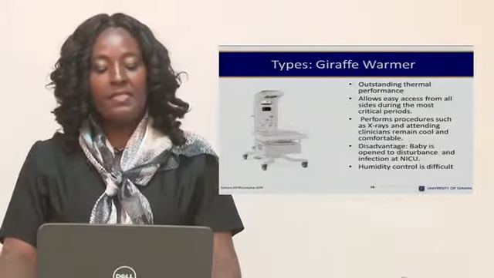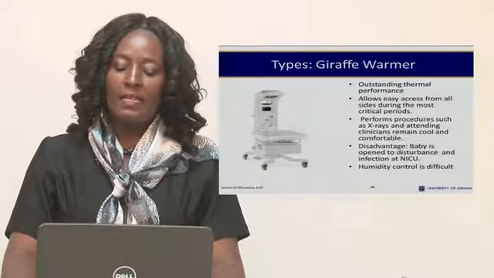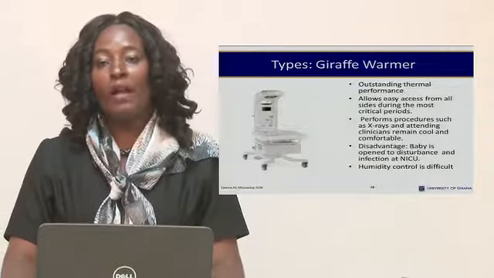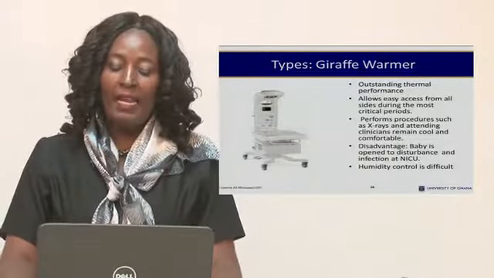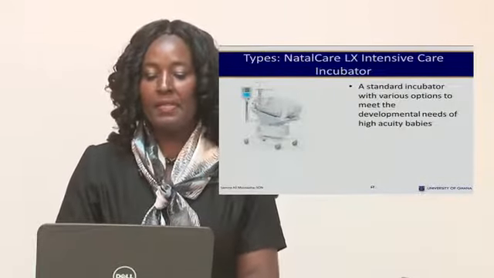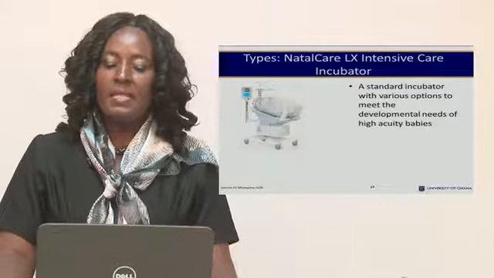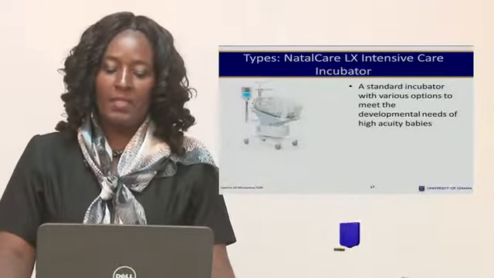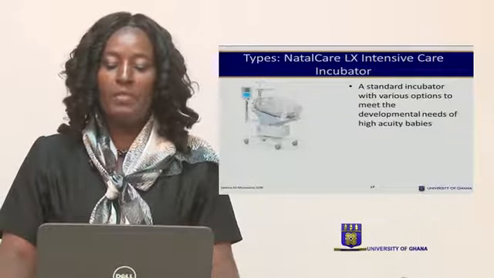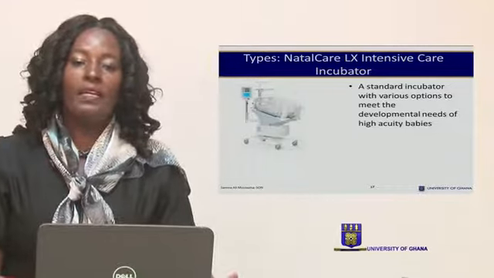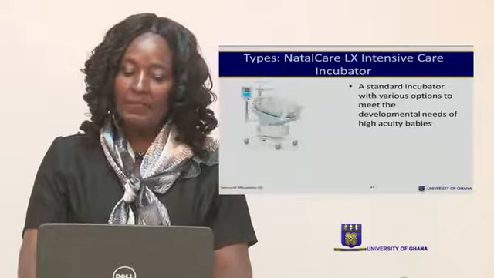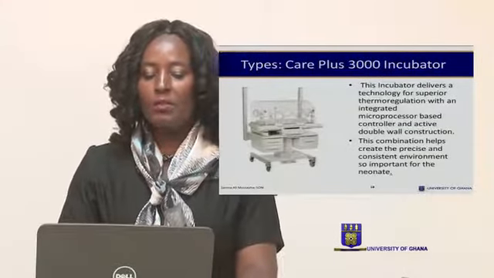And the disadvantage this warmer has is that the baby is exposed to the environment and there is no control over humidity. So the environmental air is what circulates around the newborn. Another type is the natal care intensive care incubator, as you can see in this picture. This is also a standard incubator with various options to meet the developmental needs of the high acuity babies, that is the preterm that needs intensive care. So this is also another type.